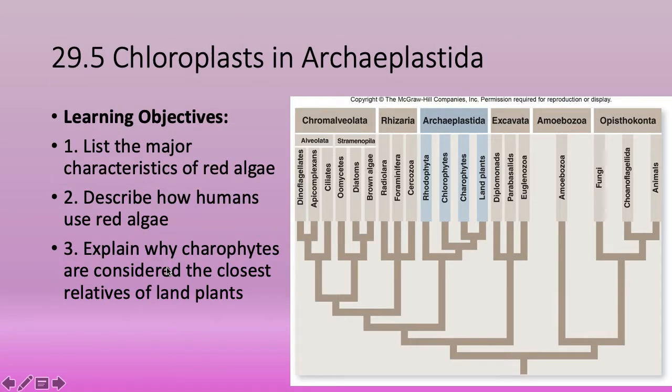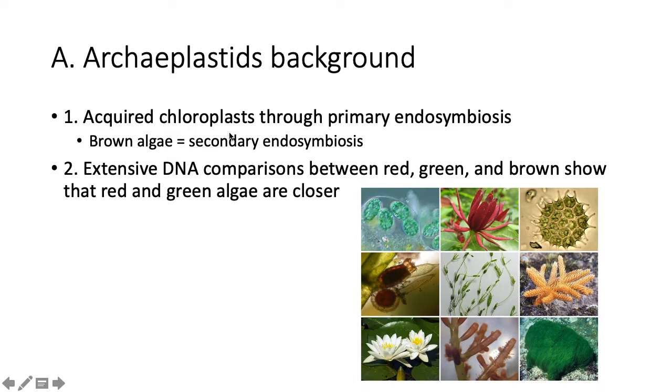All right, moving on to section 5, chloroplast and the Archaeplastida. So far we have talked about the Excavata and this giant section, the Chromalveolata. So now we're moving on to this part right here. So I'll list the major characteristics of red algae, how humans use red algae, and then talk about how the charophytes right here are closely related to the land plants. So a little bit of background. They acquired their chloroplast through primary endosymbiosis, but brown algae actually got their chloroplasts through secondary endosymbiosis.